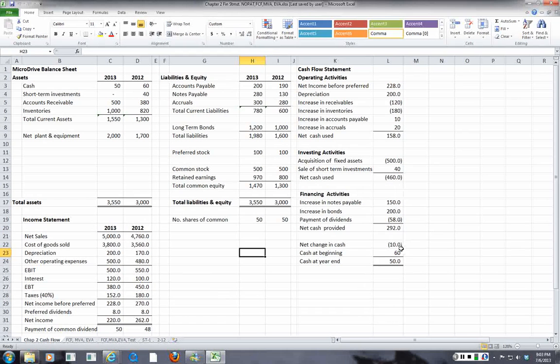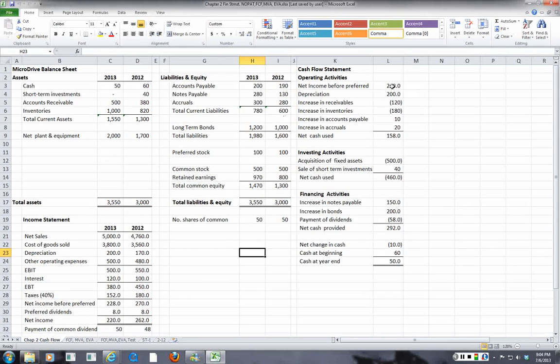And then the cash flow coming in from the operating activities allowed them to invest in this acquisition of fixed assets. The total of $158,000 minus $460,000 plus $292,000, that net change, when you add those all up, is minus $10,000 in cash. The cash at the beginning of the year was $60,000, which you can see in the 2012 balance sheet. You deduct the $10,000 and come up with the cash at the end of the year of $50,000, and you can reconcile that back to this figure in the balance sheet.